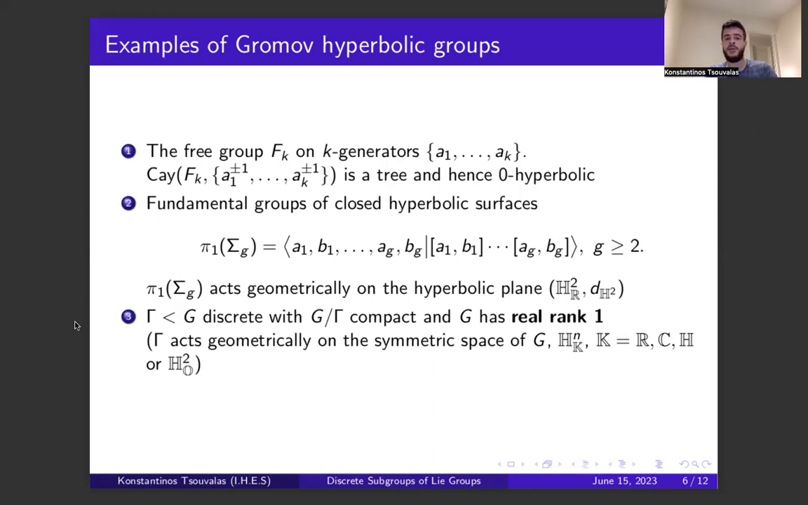And for the same reason, whenever we take a discrete subgroup of a real rank 1 Lie group, which is co-compact, meaning that the quotient space is compact, then this group also acts co-compactly on the symmetric space of G, with an appropriate metric which the group preserves. That symmetric space is hyperbolic, and therefore the group itself is hyperbolic.